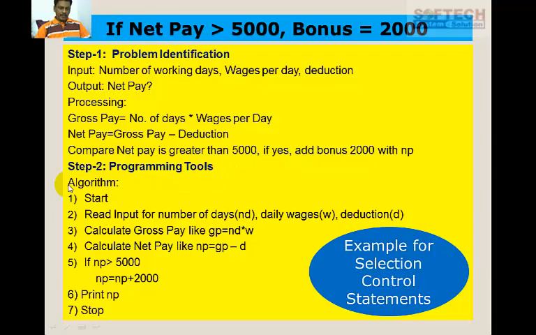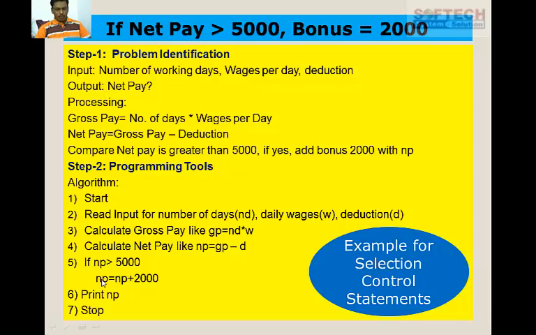So now we write the algorithm for this problem. We put start, it is the syntax. Then we read values for 3 variables, that is number of days, wages, deduction. Then we calculate gross pay, then we calculate net pay. After the calculation of net pay, we compare whether net pay is greater than 5,000. We put the if condition.